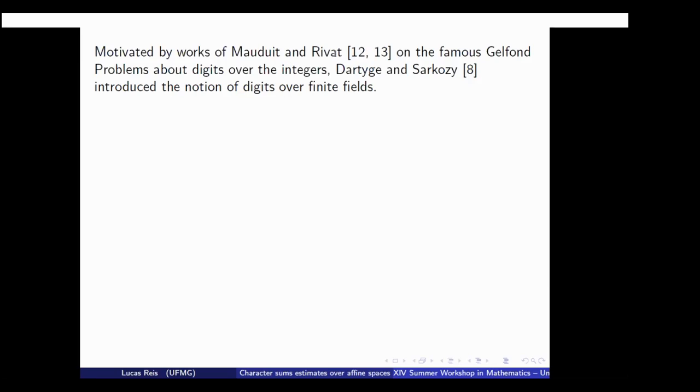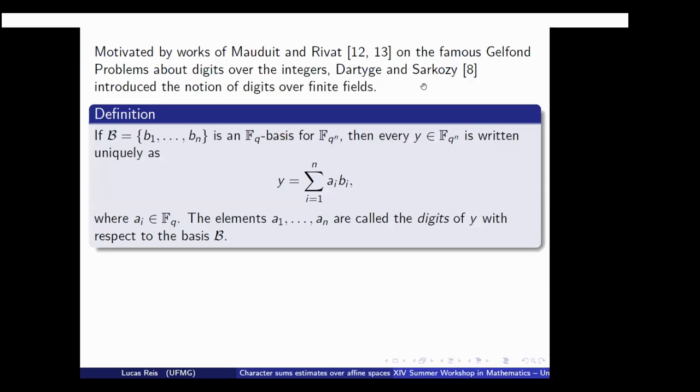So we just take the expansion of an integer in some base, we have digits. And so we just ask about squares and primes with prescribed digits, things like this. So we have here the works of Mauduit and Rivat. And so motivated by this setting over the integers, I think it was a paper of 2013 or 14, something recent, by Dartyge and Sárközy. They defined what are digits over finite fields, right?